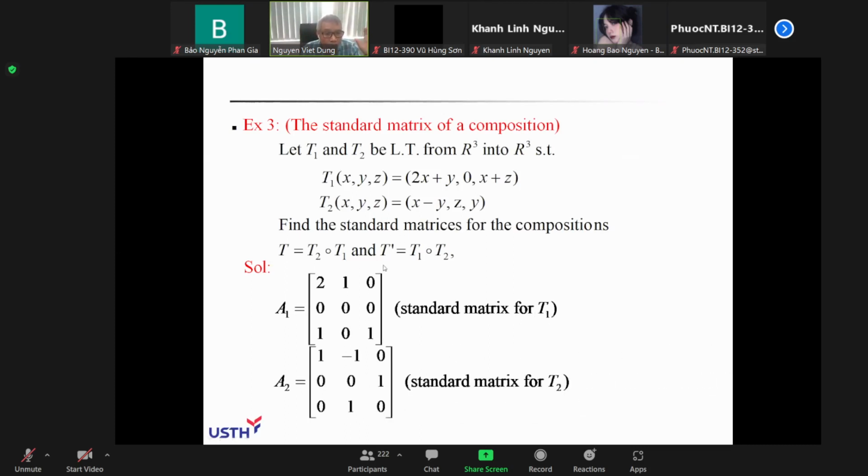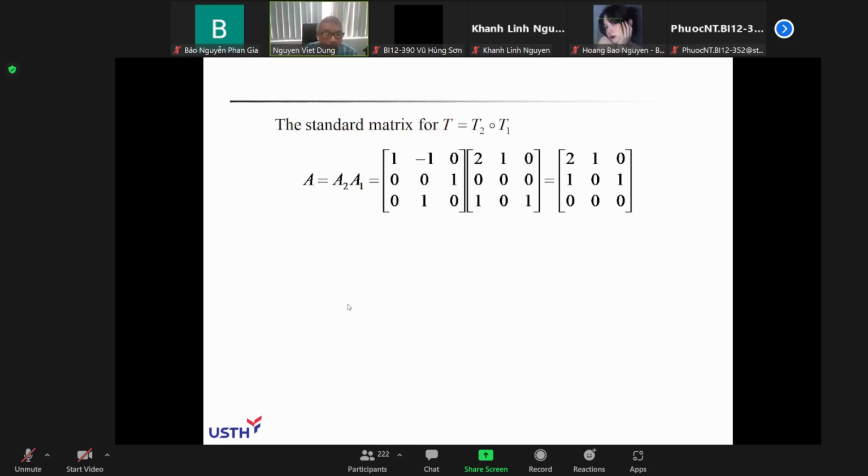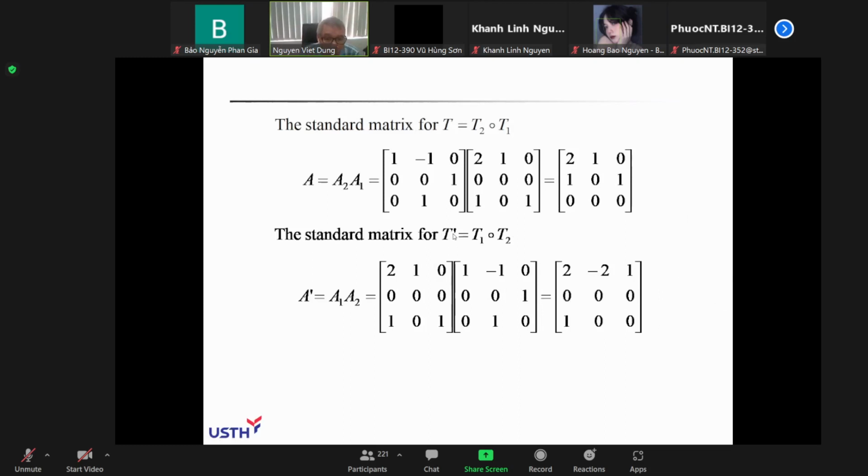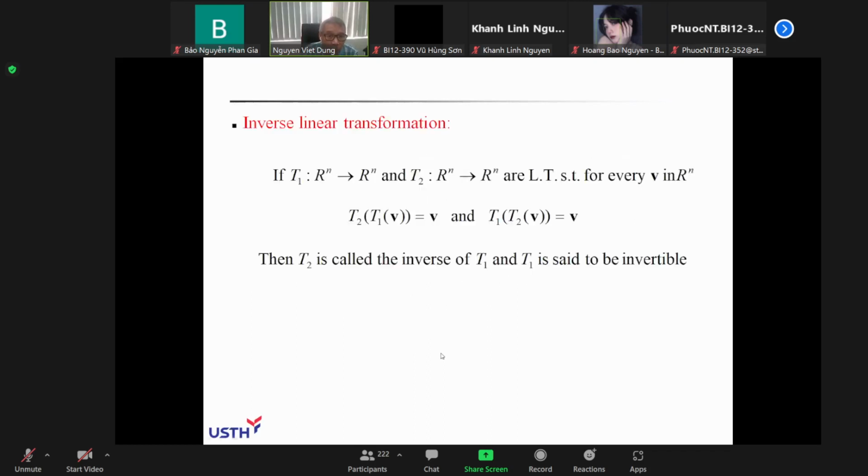And what is the matrix for T2? Again, we look at the formula here. You get that thing. So we have two standard matrices for T1 and T2. Then we apply what we have on the previous slide. Then the standard matrix for T equal T2 composed with T1 is that. And if we multiply them, you get that one. On the other hand, the standard matrix for T prime equal T1 composed with T2 will be that one. And obviously, the two matrices here are quite different. It means that T2 composed with T1 is different from T1 composed with T2. That is an example to show that in general, T2 composed with T1 is different from T1 composed with T2.